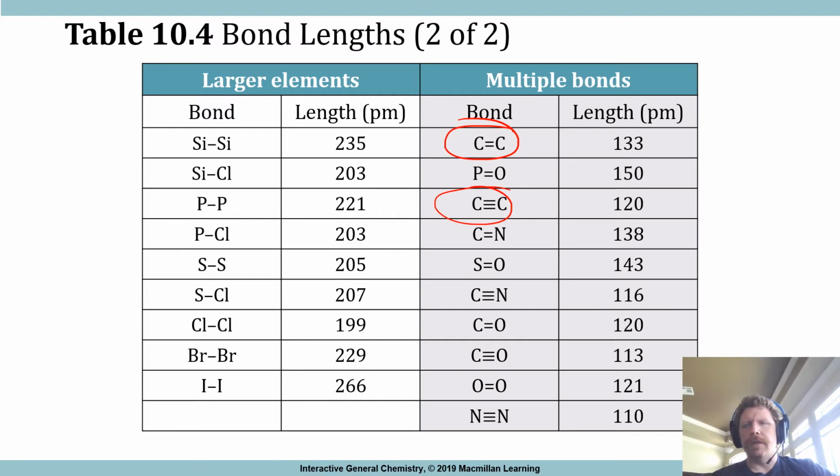A double bond is 133 picometers, a triple bond is 120 picometers, so they got shorter as they move closer together.